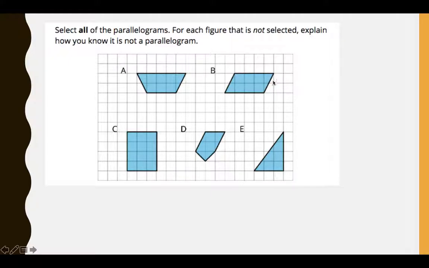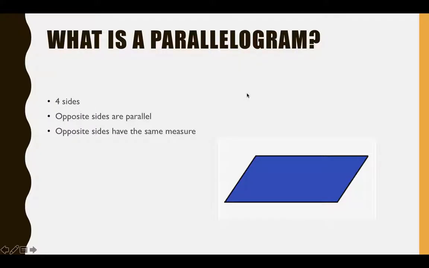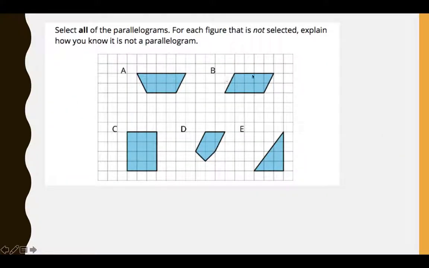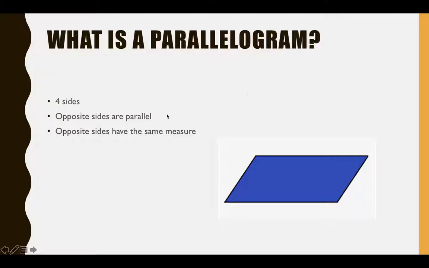Now let's look at figure B right here. I'm going to go back to my list of characteristics that a parallelogram must have. First thing, 4 sides. Does figure B have 4 sides? Let's check. 1, 2, 3, 4. Yep, got 4 sides. So far, so good.